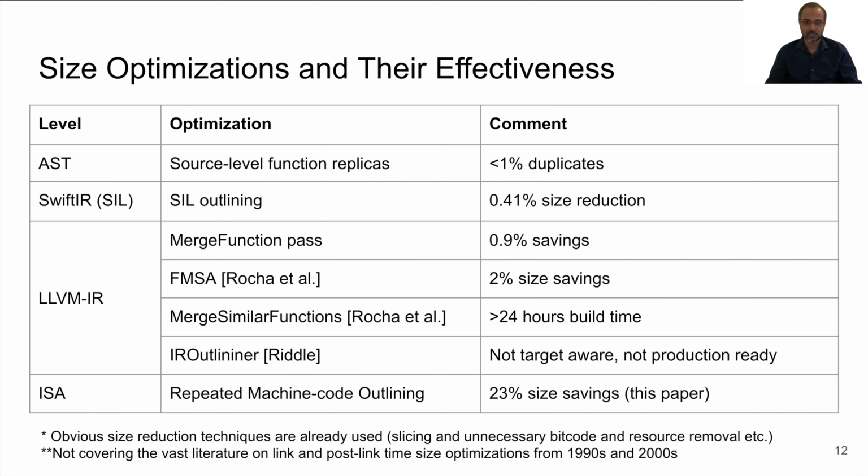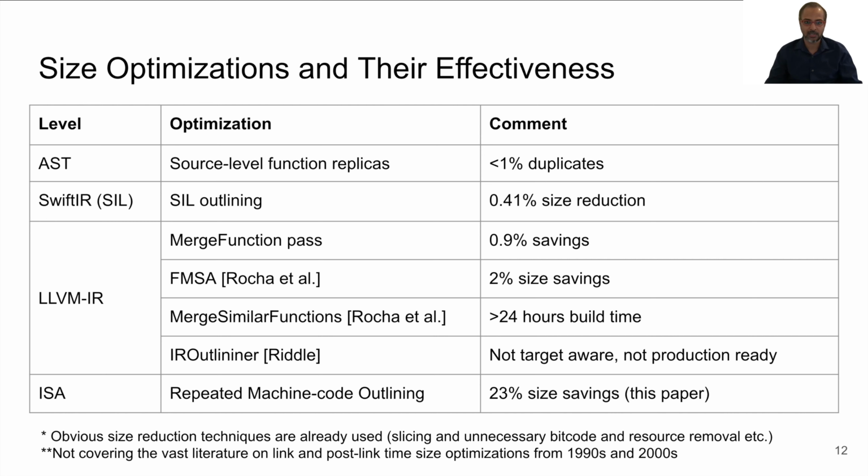Size optimizations are pervasive in the compiler literature. Before diving deeper into our work, I would like to allude to a few options we explored. We explored identifying function level similarities at AST and found less than 1% duplicates. We explored SwiftIR, also called SIL, and the impact of its outlining optimization, which uses function calls instead of inline sequence of instructions for common operations such as object copies. It delivered only about 0.4% size reduction.